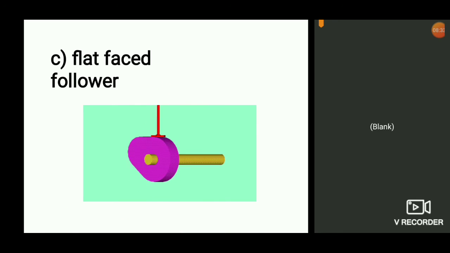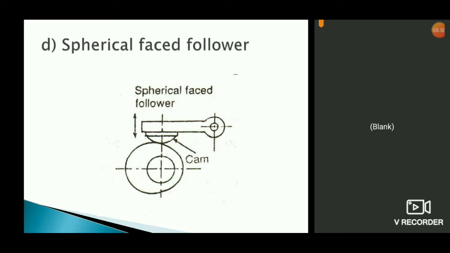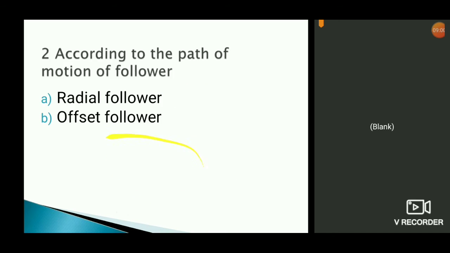And this is the third type, flat faced follower. You can see here the face of the follower is just like a flat plate. So you can expect a somewhat bigger surface contact in this type of cam. And finally it is a spherical faced follower. You can see how the surface of the follower is. It's like a spherical surface, it is fixed to the cam.